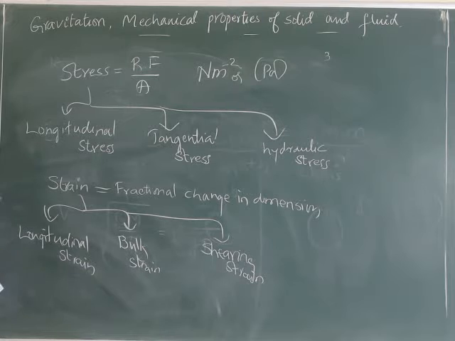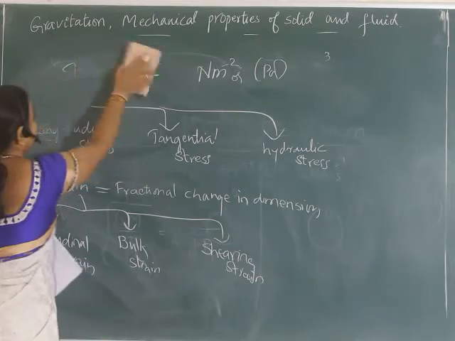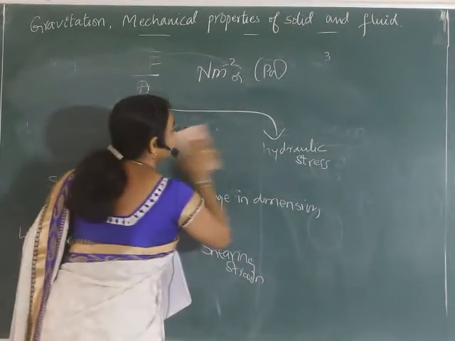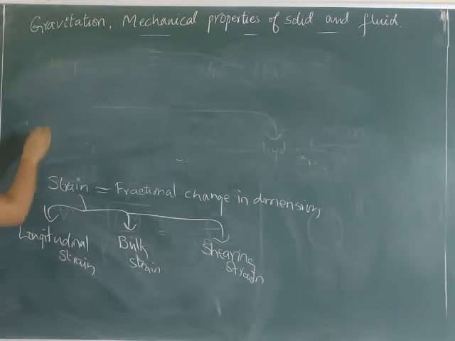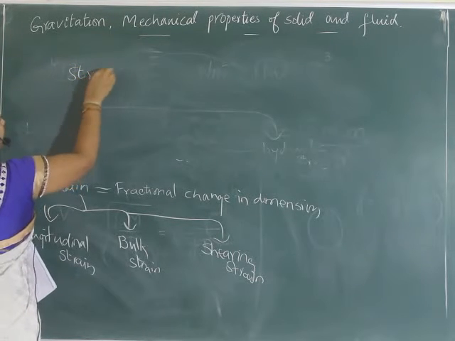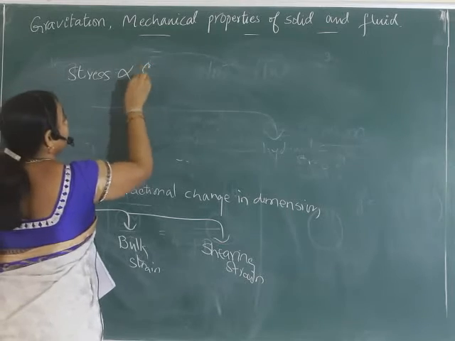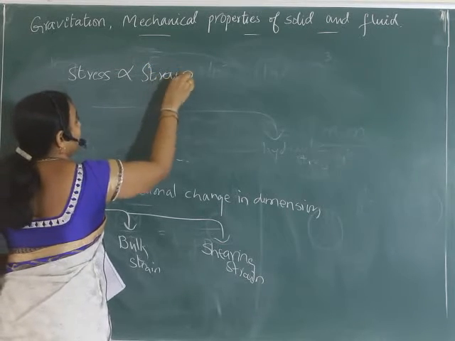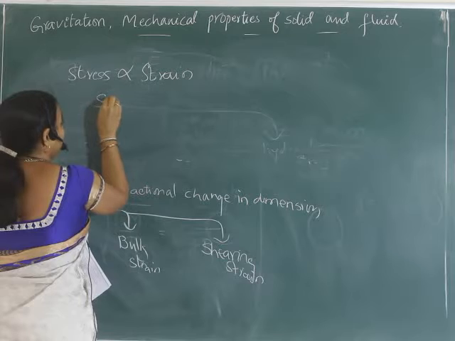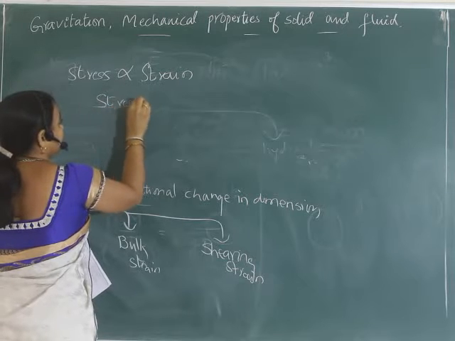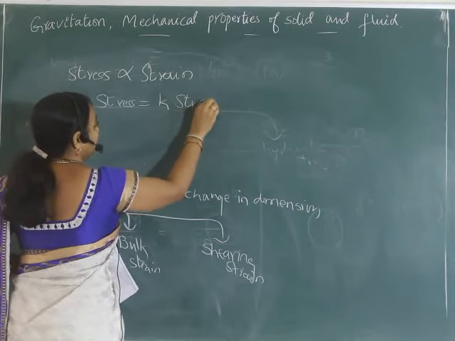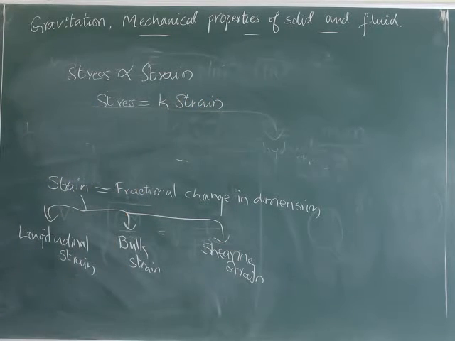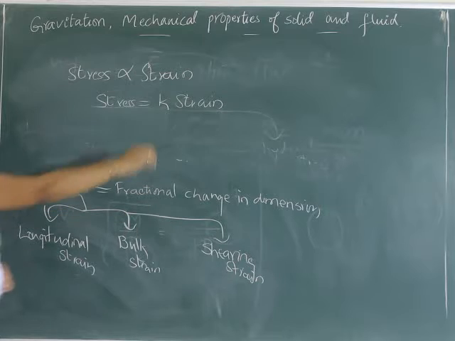Next, the concept which we are moving for is Hooke's law. Hooke's law states that stress is proportional to strain. So I can say stress is proportional to strain according to Hooke's law. Very, very important law, and I can say stress is equal to K times strain, where the proportionality constant K is nothing but the modulus of elasticity.